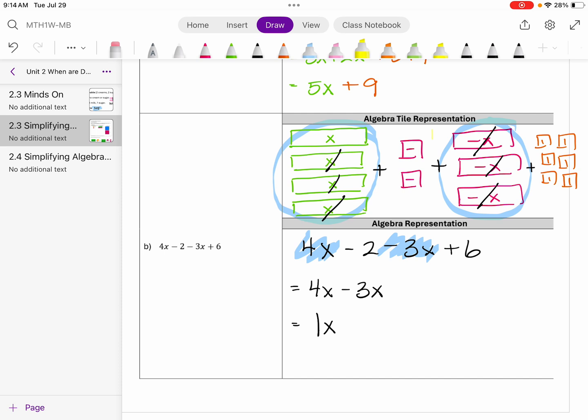And then if I look, I've got my negative 2 and my positive 6. So I'm going to highlight those here. Negative 2 and positive 6. Negative 2, positive 6. And again, if I were to cross those out, I could make some 0 pairs. So this negative tile is going to cross out with this positive tile and make a 0 pair. And I'll see that I'm left with 4 positive tiles. So I'm going to write plus 4. And negative 2 plus 6 is 4. So my simplified expression is 1x plus 4.